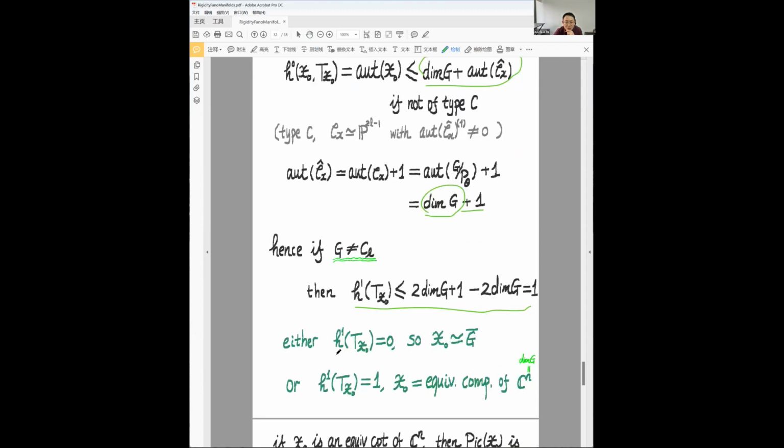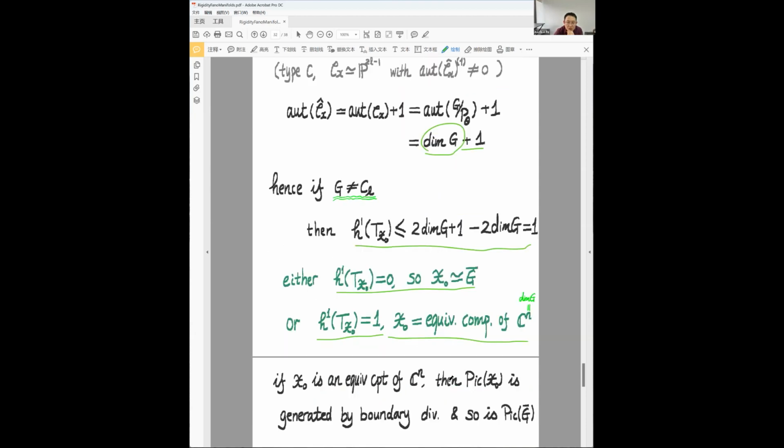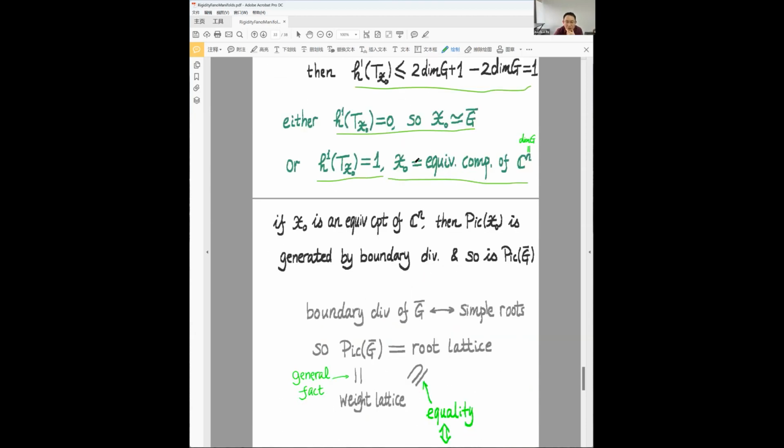And so there are two cases. Either H1 is 0, so then we are done, because in this case it's locally rigid, or H1 is just one-dimensional. In this case, we have equality upstairs, and then this implies the central fiber itself is an equivariant compactification of Cn. So this gives you a very strong restriction on the central fiber. And then our next task is to show this cannot be an equivariant compactification of Cn for the central fiber.